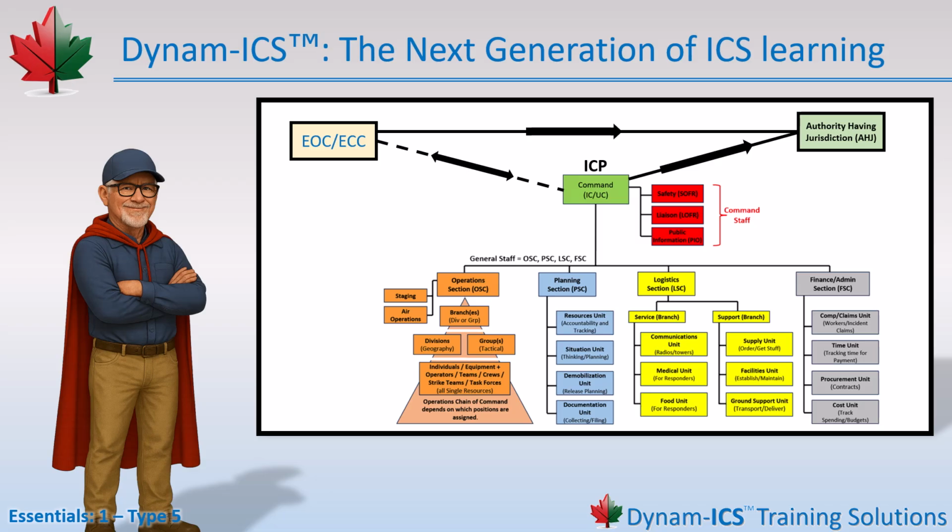Either way, remember this key point. The ECC and the IC are lateral partners. Neither one reports to the other, but they communicate constantly, share information, and support each other throughout the incident. That relationship becomes more and more important as incident complexity grows.